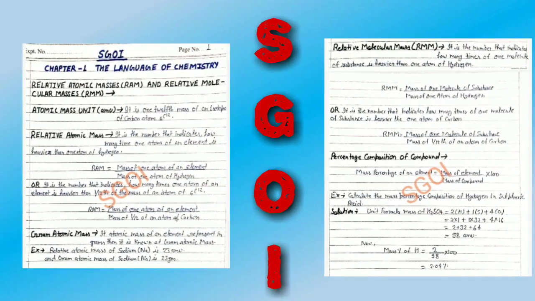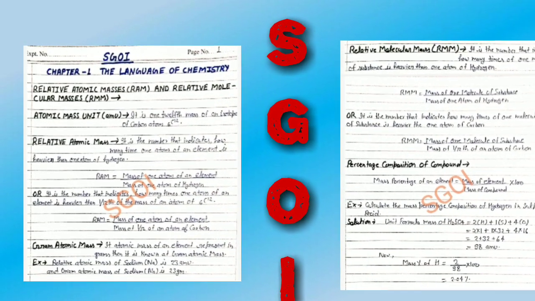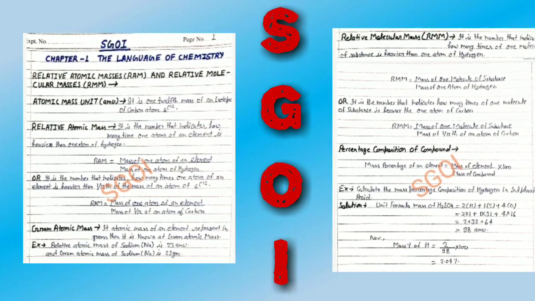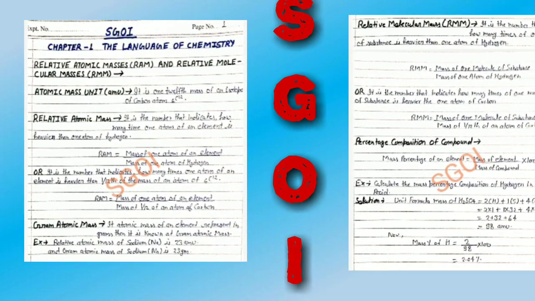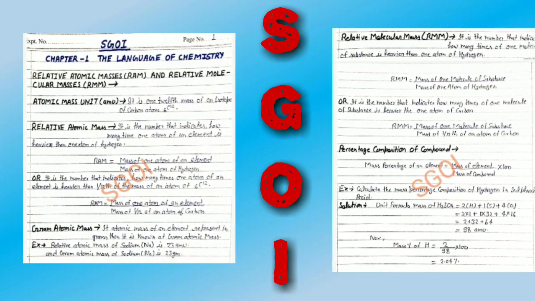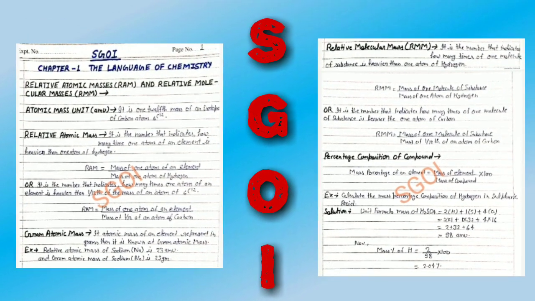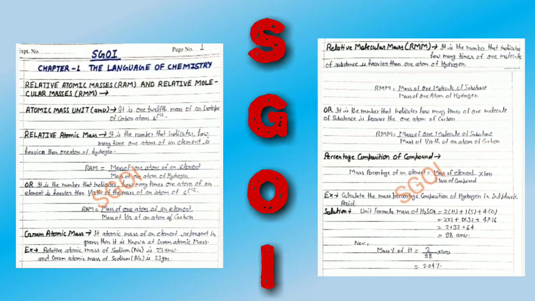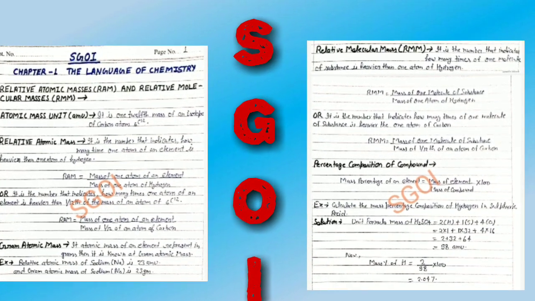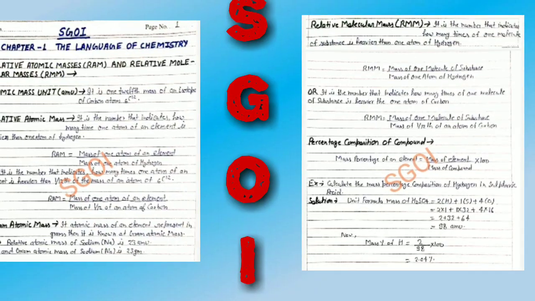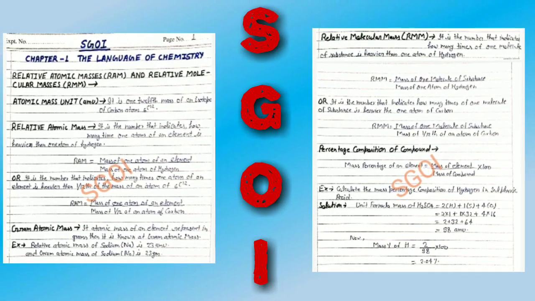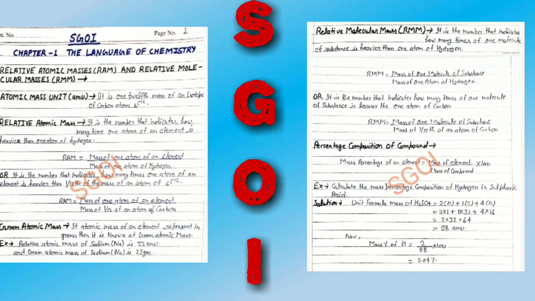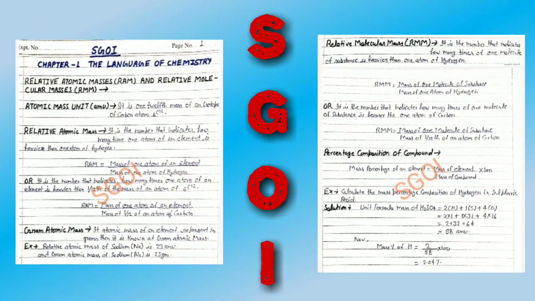This is a numerical problem. So, what formula do we use in percentage composition of a compound? The mass percent of an element is given by the mass of that element into 100 divided by the mass of the compound. Now, we take one example. Calculate the mass percentage composition of hydrogen in sulfuric acid.